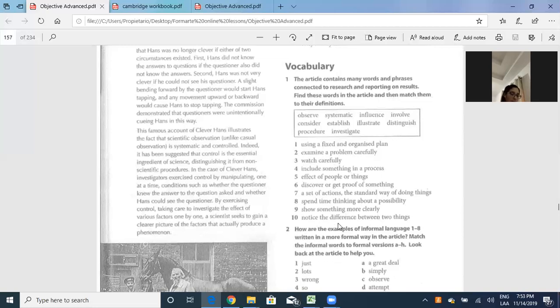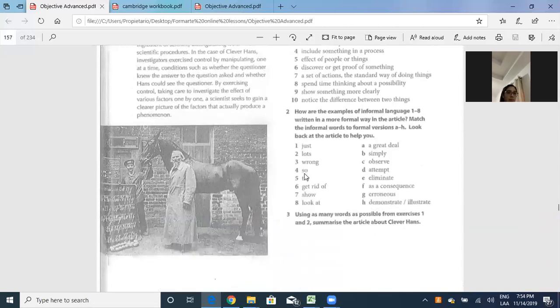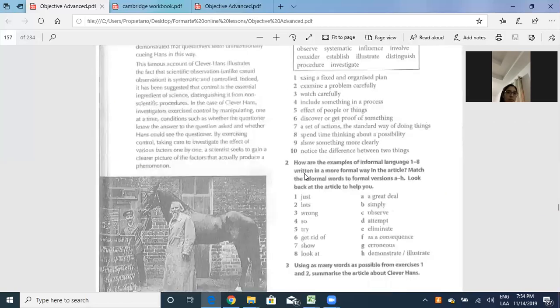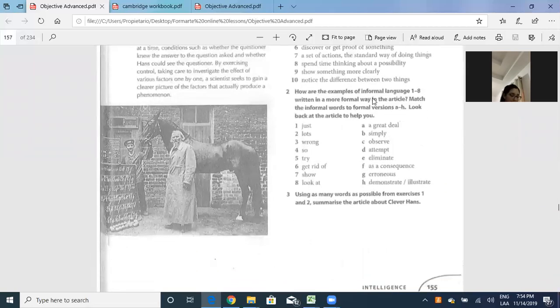And the last one that we have, notice the difference between two things: distinguish. So it's very important for us to know the meaning of these words that we might find in different articles of this test. And this, of course, is going to help us a lot. And very quick, let's go to this part since we're in the vocabulary part. It says here are the examples of informal language, 1 to 8. So from 1 to 8, all this is informal language, and written in a more formal way in the article. Match the informal words to formal versions from A to H. Look back at the article to help you. You can even look at the article if you want.